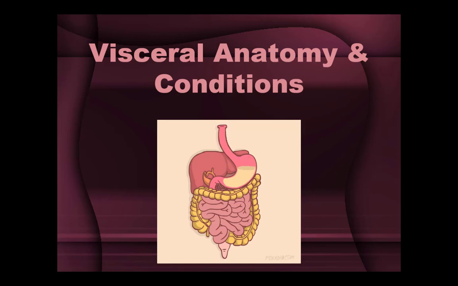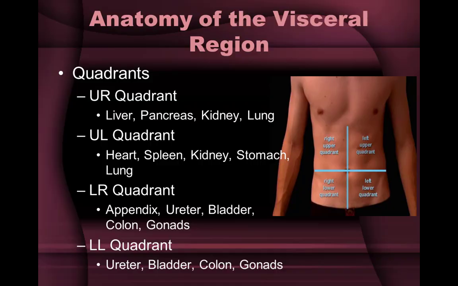Visceral anatomy and conditions. The human abdomen is divided into regions for the purpose of study, diagnosis, and therapy. The quadrants are referred to as the right upper quadrant, the left upper quadrant, the right lower quadrant, and the left lower quadrant. The right upper quadrant includes the liver, pancreas, kidney, and lung.